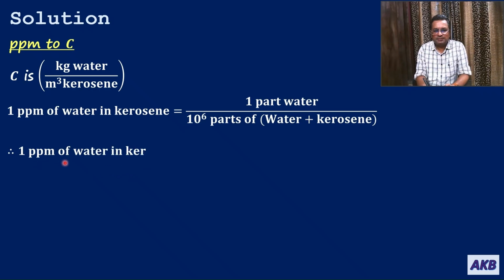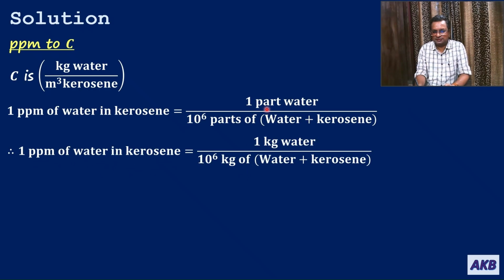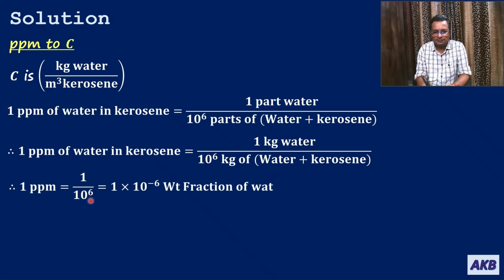That means 1 ppm of water in kerosene, if I express it in kgs, is 1 kg of water in 10 to the power 6 kg of water plus kerosene. So that is simply the weight fraction of water. That means 1 ppm is equal to 1 upon 10 to the power 6, which is 1 into 10 to the power minus 6 weight fraction of water in kerosene.